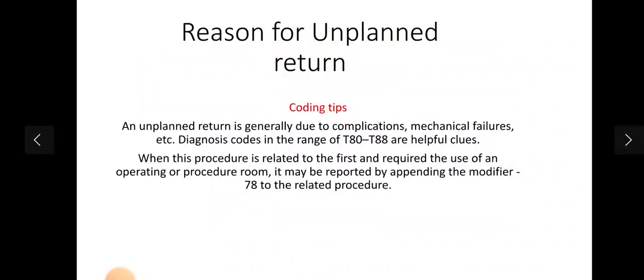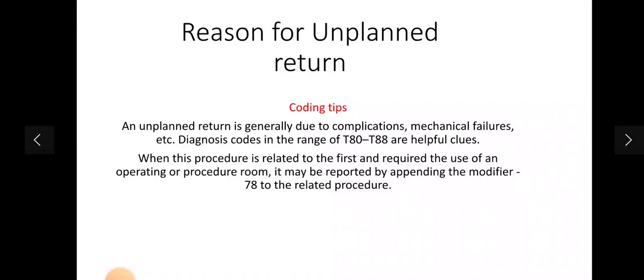Now, for 78 modifier we have some coding tips. If you can follow those, you can easily use 78 modifier. So an unplanned return is generally due to some complications or mechanical failure. Mostly these diagnosis codes come in the range of T80 to T88. So when you see any complication of previous surgery, like if they have placed any catheter or any stent, and suppose that stent got displaced, in such cases those codes will lead to mechanical complication. So those codes will come in this range, T series codes.